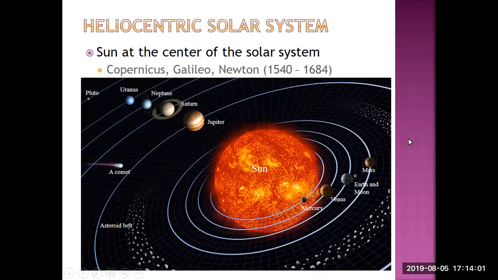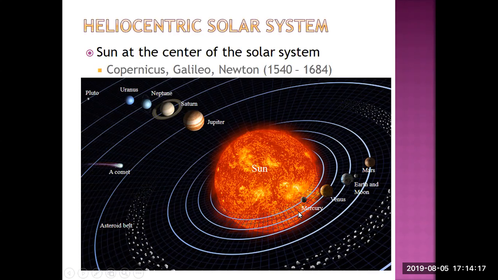So first we have the heliocentric solar system, and Copernicus first observed the rotations of the planets around the sun. Galileo observed with his telescope things like the phases of Venus, and then Newton proved that gravity causes the planets to orbit around the sun.